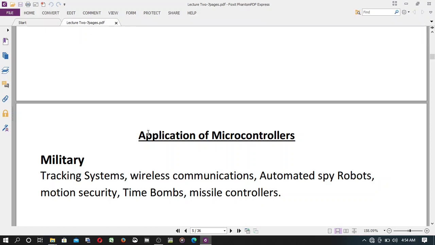Now, when they say application of microcontrollers, where are these microcontrollers important in our society? In the military system, the microcontroller is very important. As you can see, they use it to build most of these tracking systems, wireless communication systems, automated spy robots, motion security, time bombs, and missile controllers. All these things can be done with the microcontroller. We know the fact that the microcontroller is very small, but it is very, very powerful.